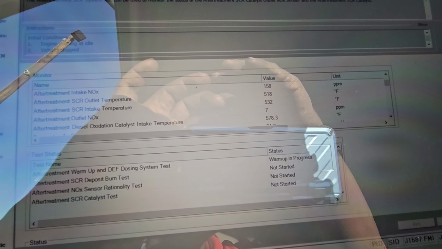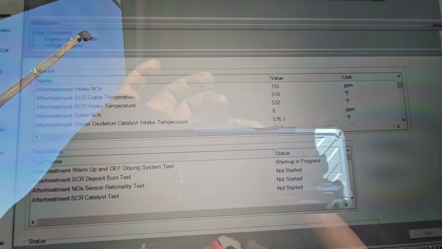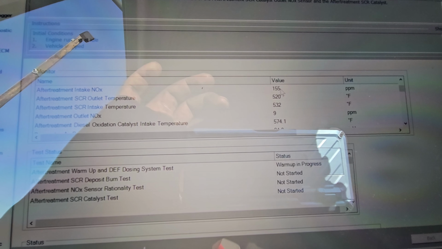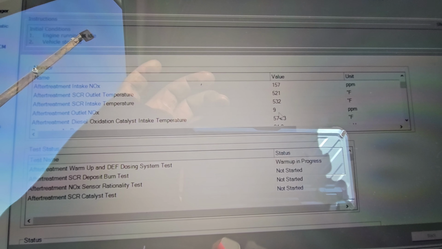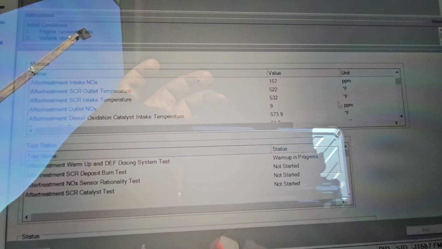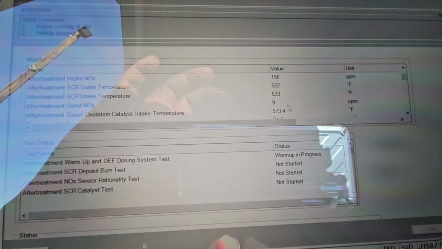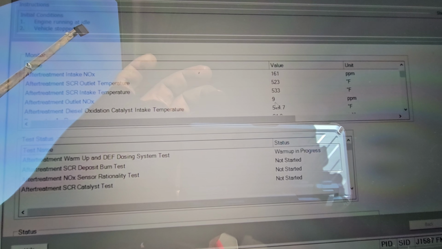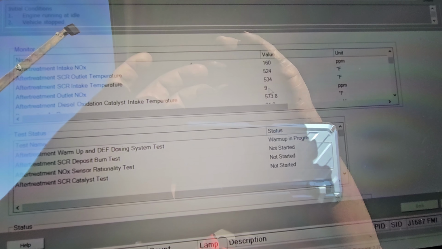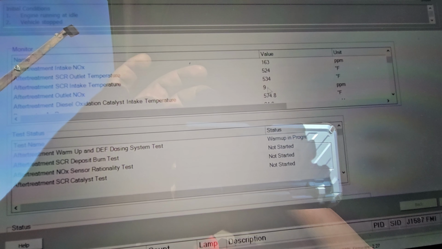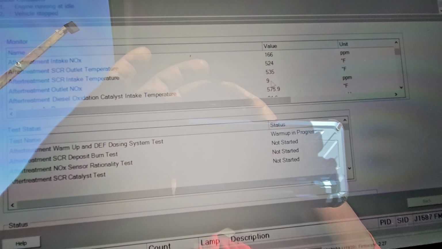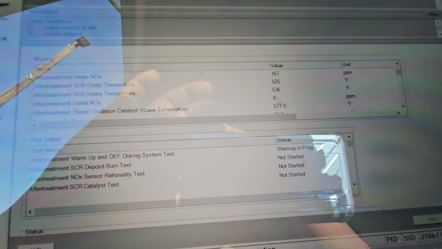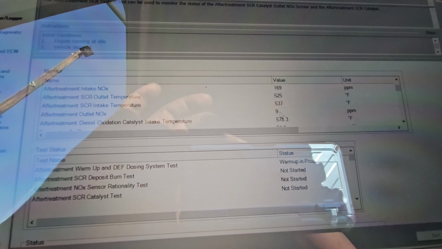Cummins Insight. So, as you can tell on my values, my intake is reading 155 parts per million, and my outtake is reading 9 parts per million. If you take this value 155 and subtract this number, let's say 160, so you get 151. Then if you divide 151 by 160 times 100, you should get in the 90%. I think it's over 90%, you're good. So this system is now fixed.